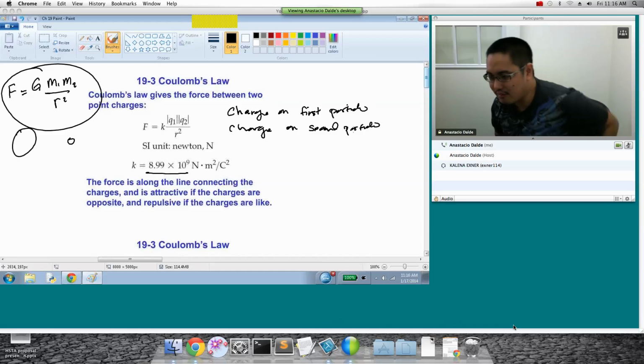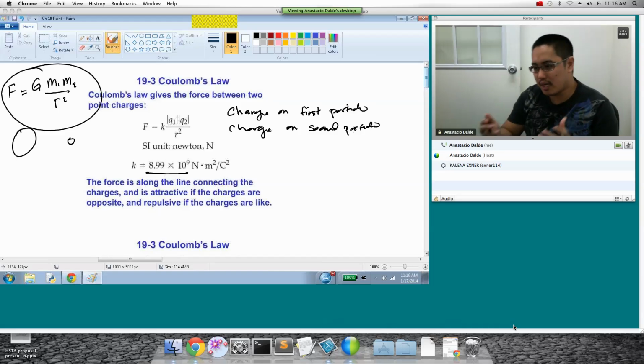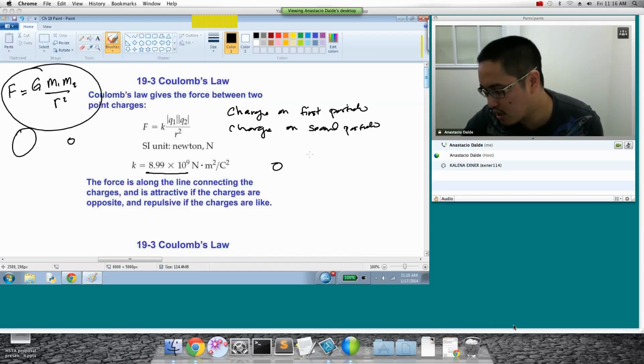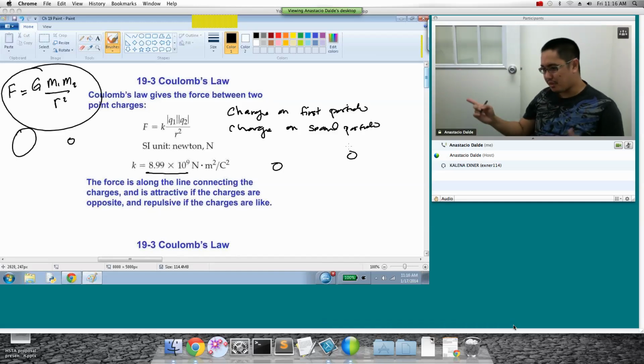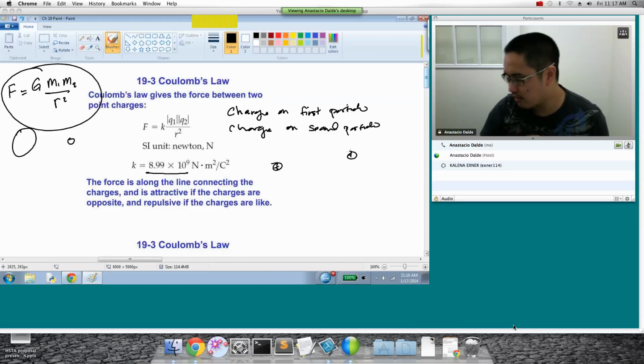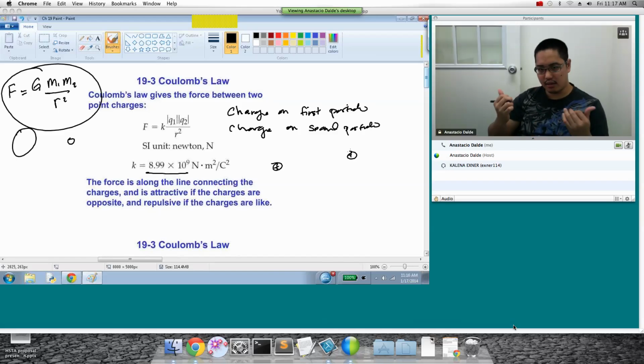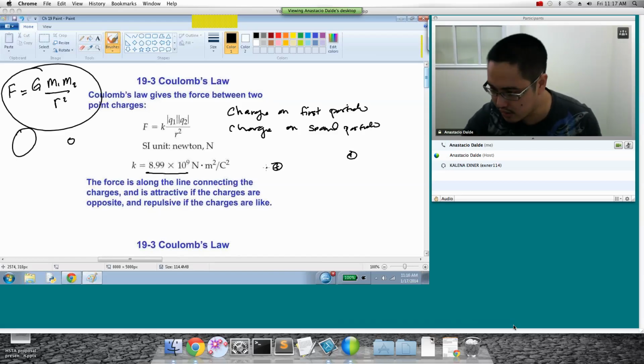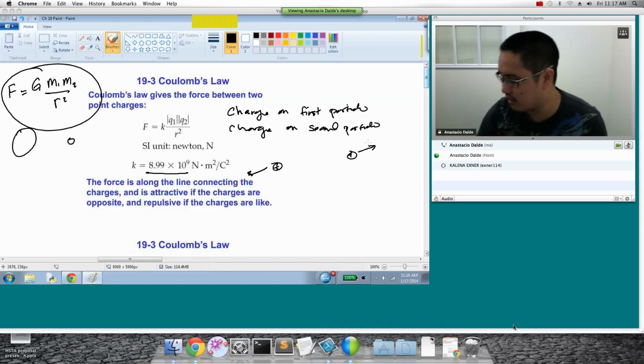All right, and now here's my other question: which way does this force go? If we have two positive things, how do they move? Towards each other, away from each other, up, down? Just away from each other. This guy's going to go that way, and he's going to go that way. Agreed?